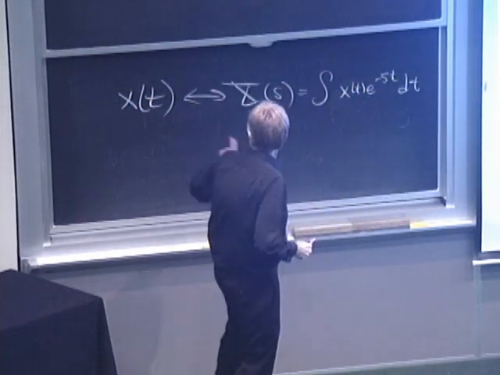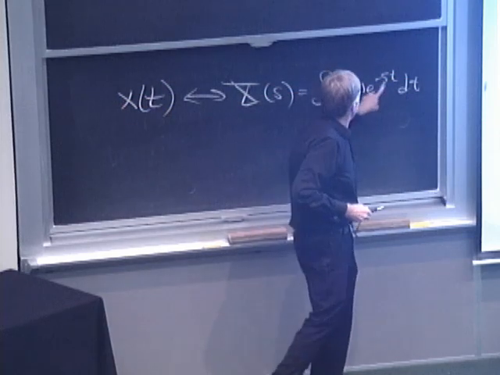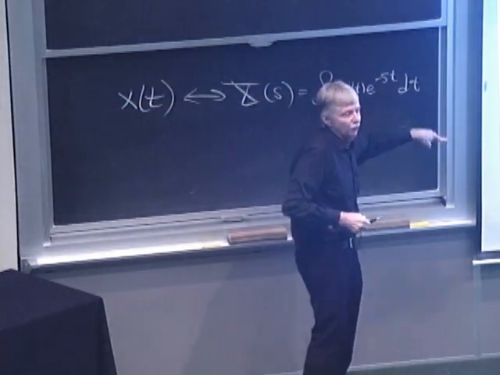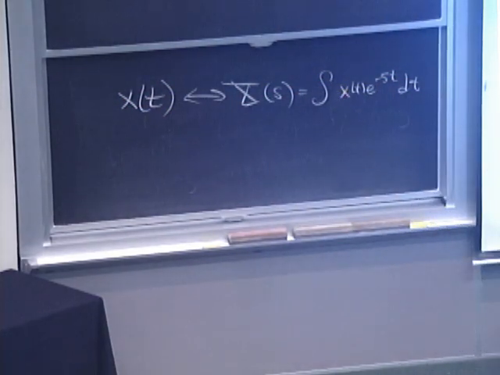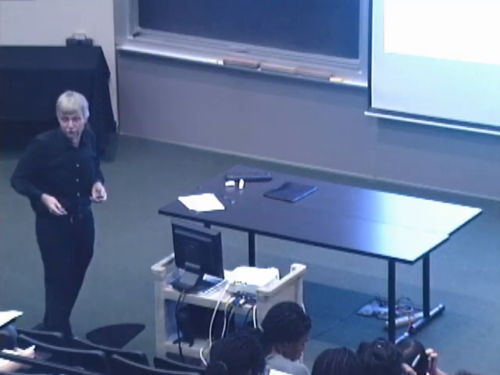So the idea is that this was a function of time. This is only a function of S. We get the function of S by integrating some function of time, but we integrate time out, so time disappears. So we end up with a map linking a function of time to a function of S.